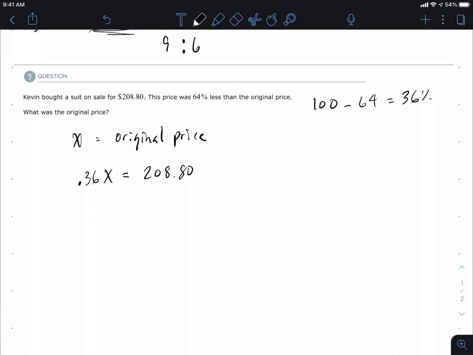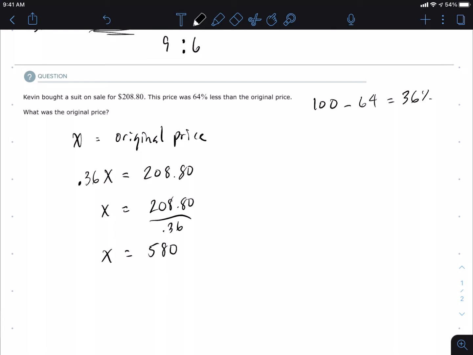Right? So 208.8 divided by 0.36. The original price was $580. So if you wanted to find out what the discount was, there are two ways to do this problem. I'll get the same answer, but you'll see how I manipulate it differently.